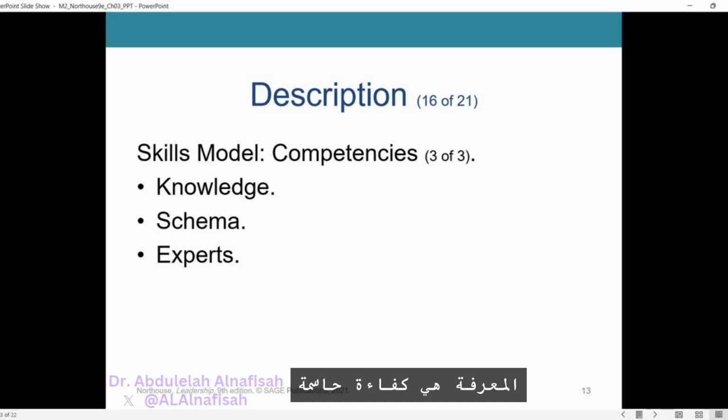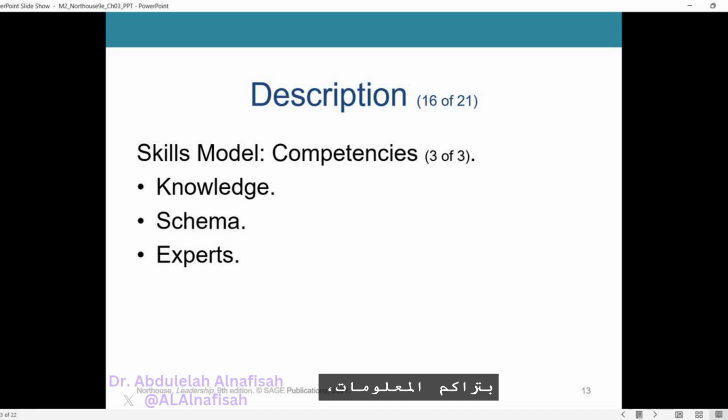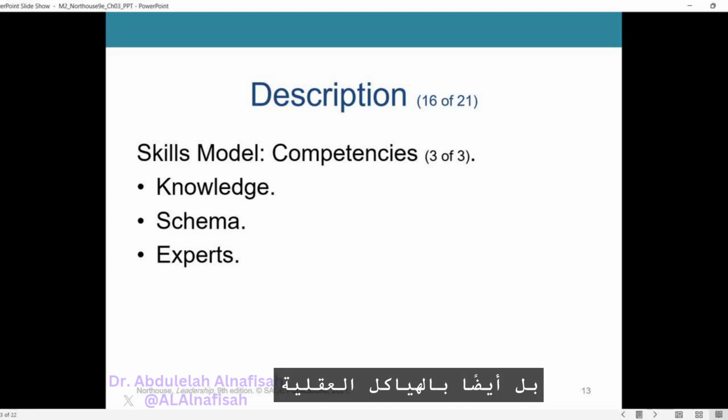Knowledge is a critical competency in leadership, as it directly influences a leader's ability to define and solve complex organizational problems. It involves not just the accumulation of information, but also the mental structures, known as schemata, used to organize and interpret that information effectively.